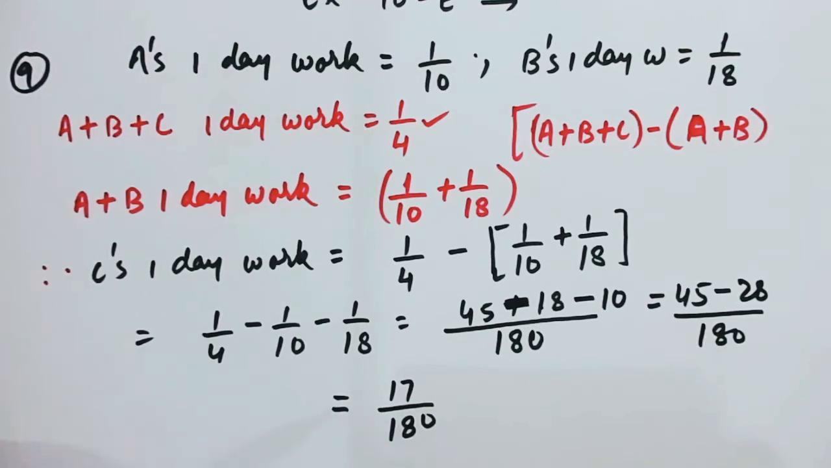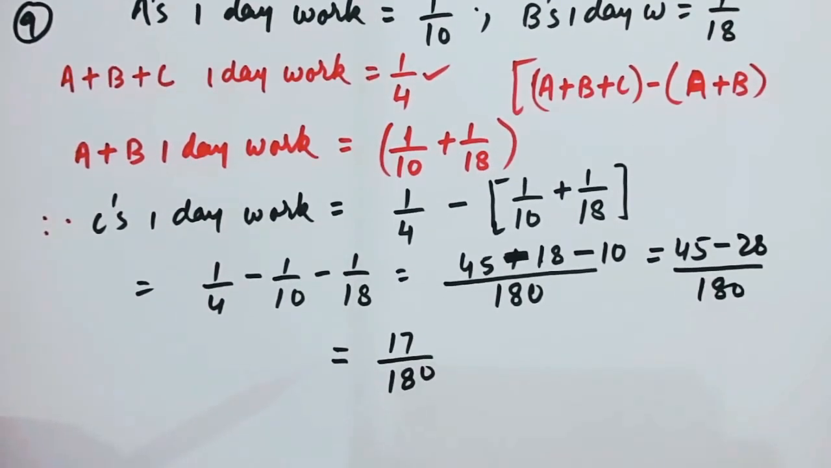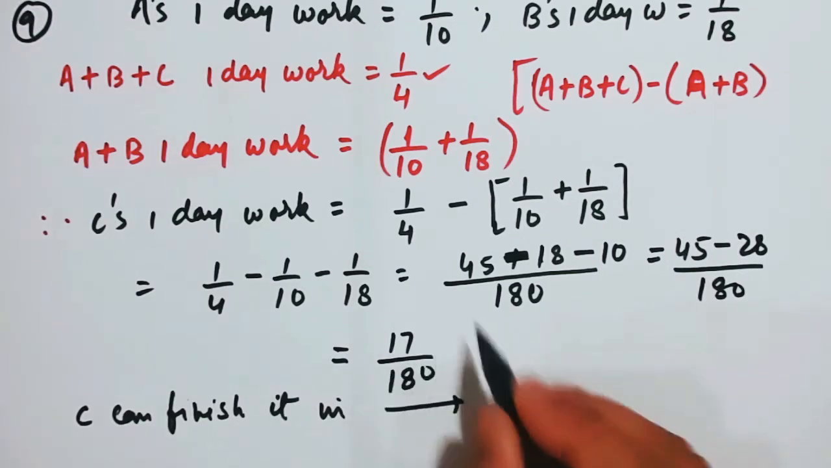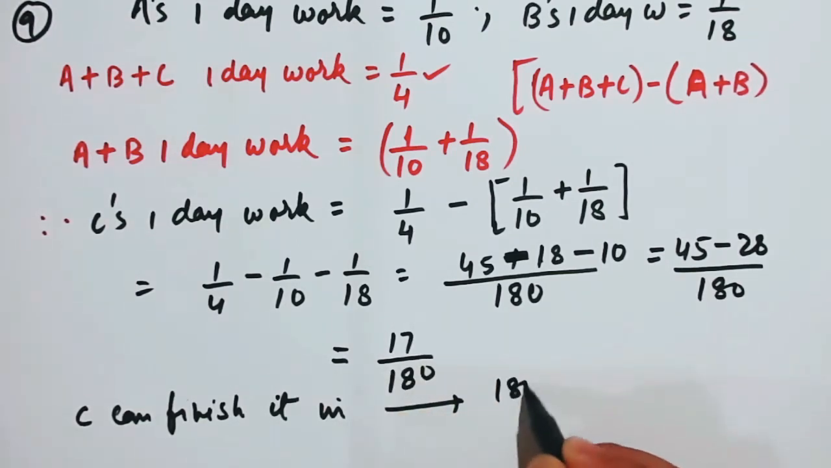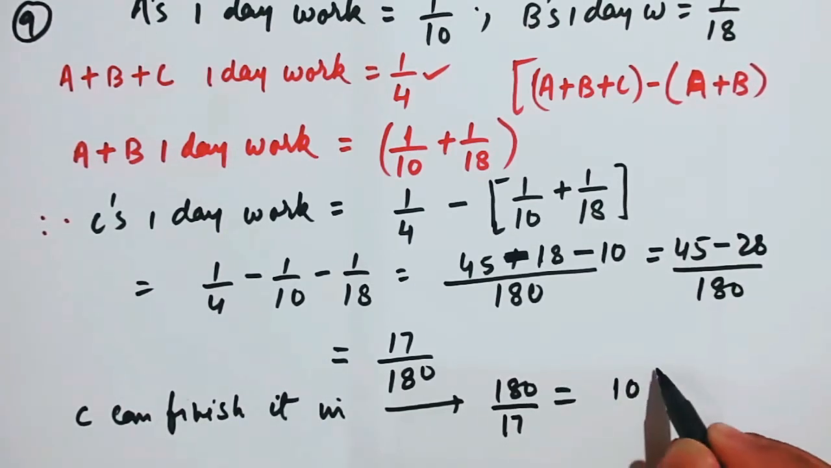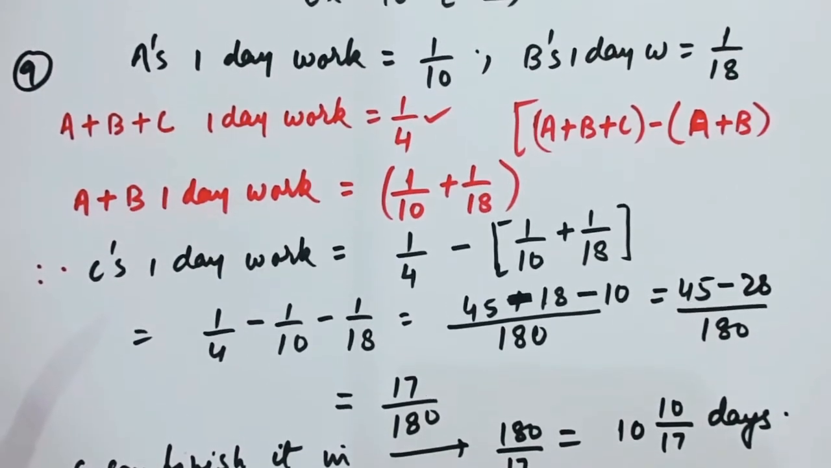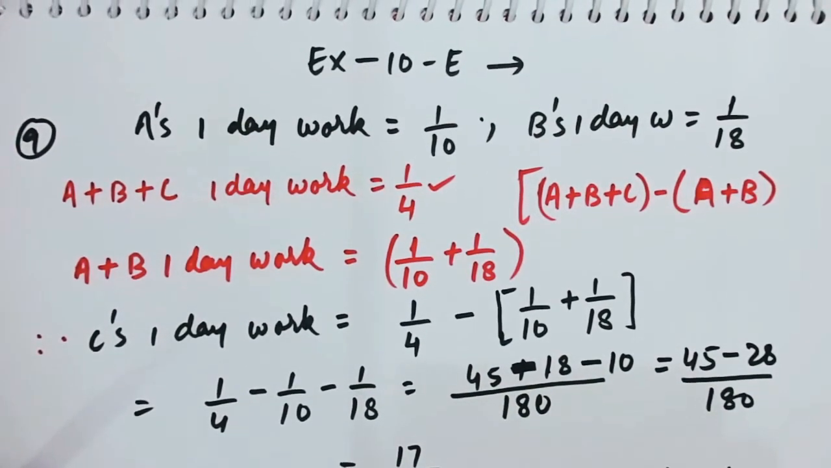So when C's 1 day work is 17 by 180, then C can finish it in how many days? Just as I told you in the previous video, you have to reverse this: 180 by 17. 180 by 17 will give you 10 10 by 17 days. So here we find how these sums can be simplified very easily, isn't it?